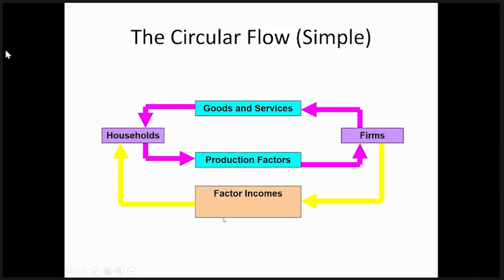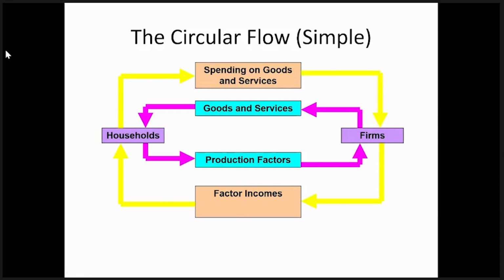They have financial resources because they got factor income. So households pay whatever income they have, they will do spending on goods and services, which goes to the firms.